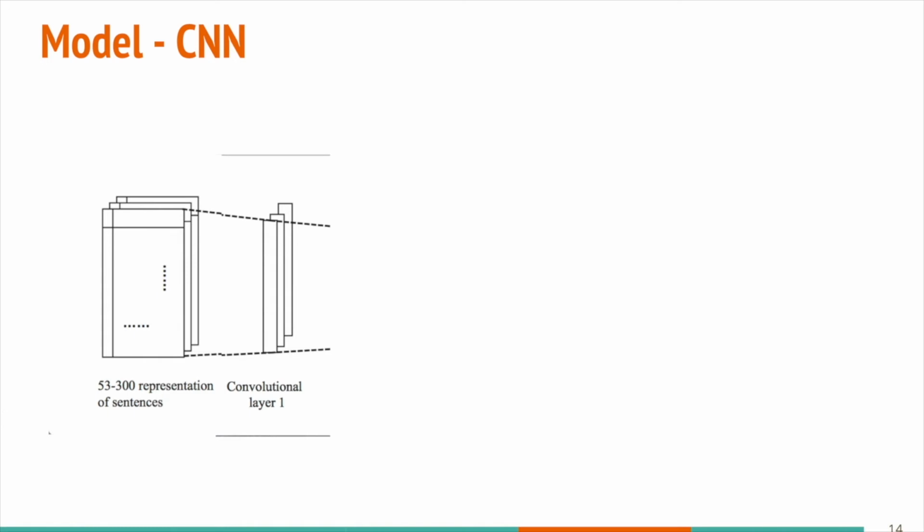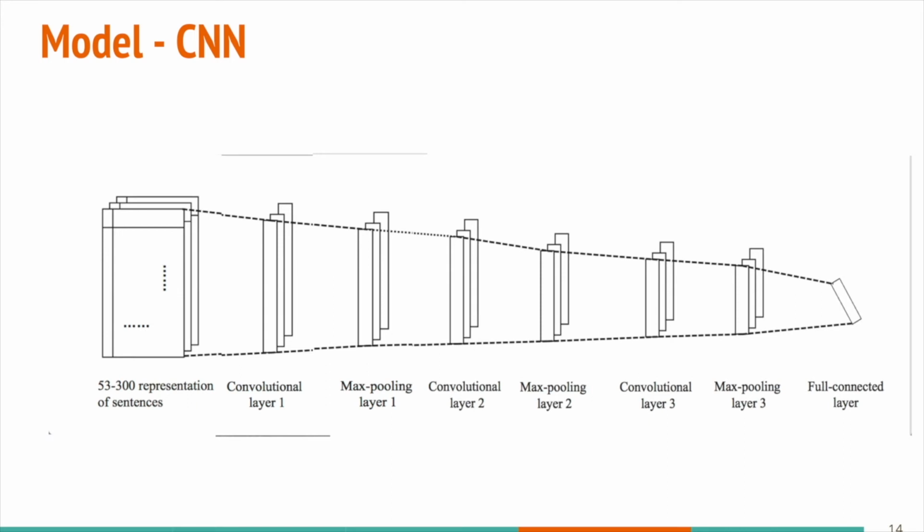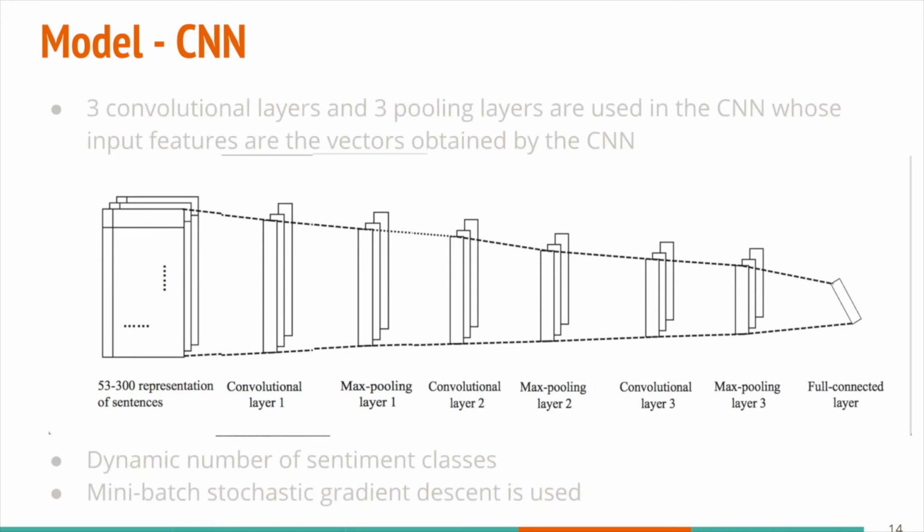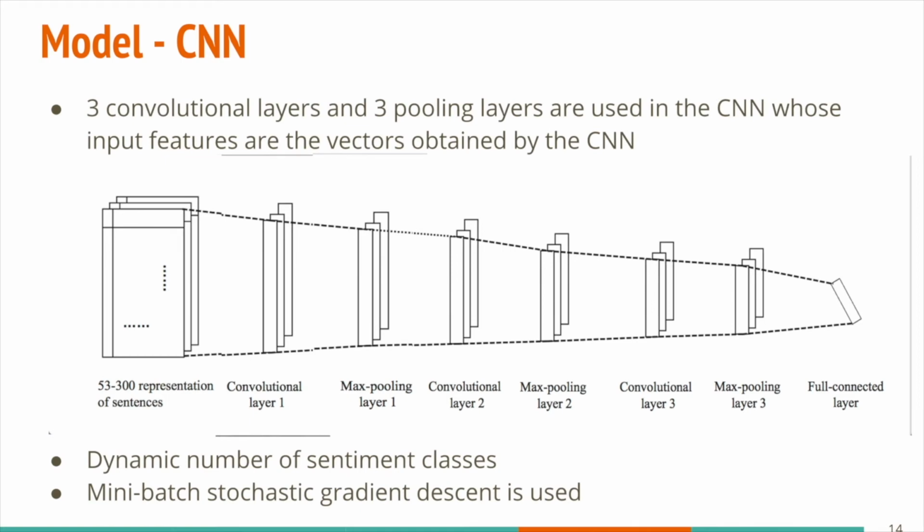After this, there is a maximum pooling layer. In total, 3 convolutional layers and 3 pooling layers are used in this CNN. To train, a mini batch stochastic gradient descent is used. They also use parametric rectified linear unit, normalization, and dropout to improve the accuracy and generalizability of this model.